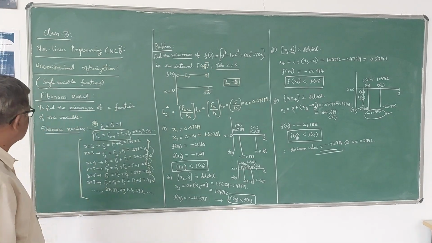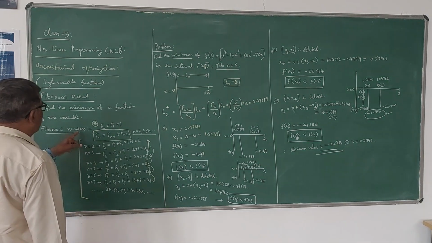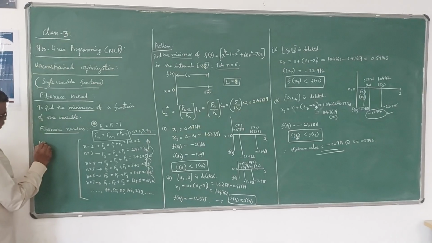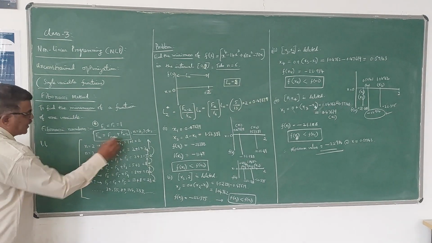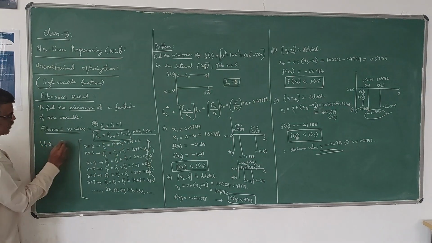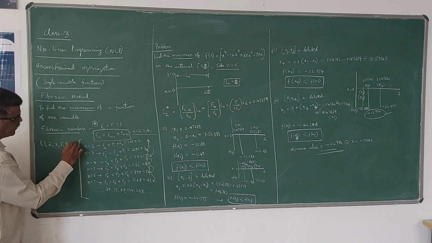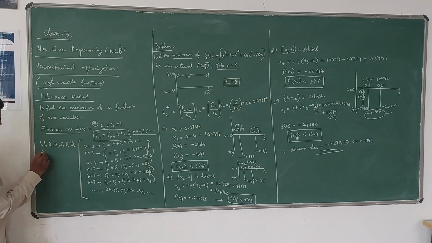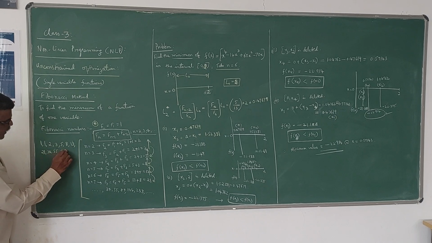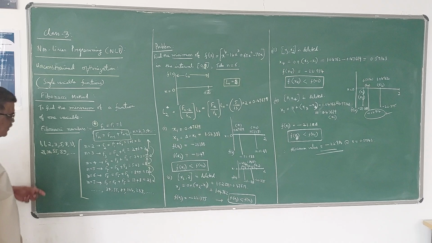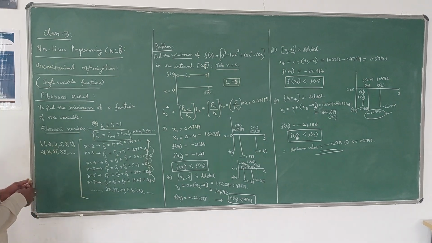Those series of numbers are called Fibonacci numbers. The first number is 1, that is f0. The second number is also 1, that is f1. The third number is 2. The fourth number is 3. Then 5, then 8, then 13, then 21, 34, 55, 89, etc. So by knowing this relation, we can find this series of numbers. It is obtained like this.